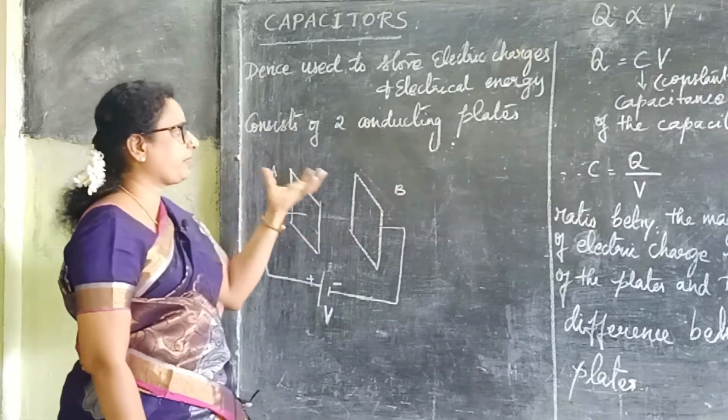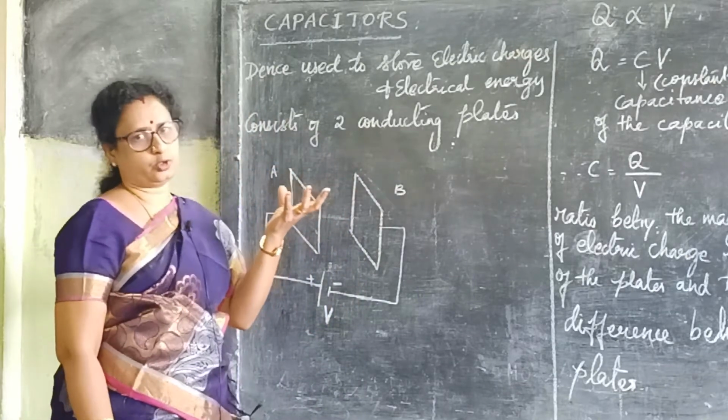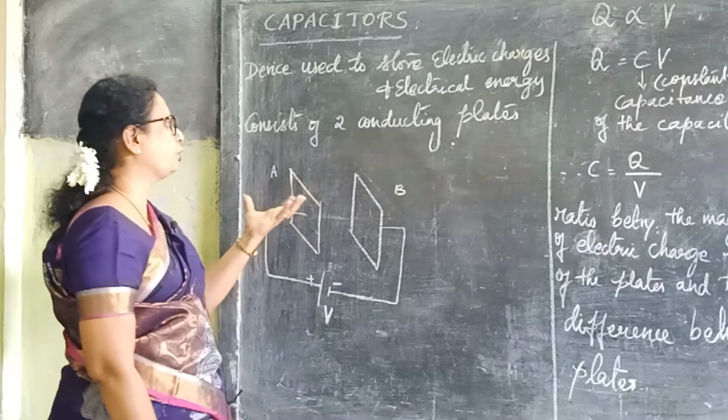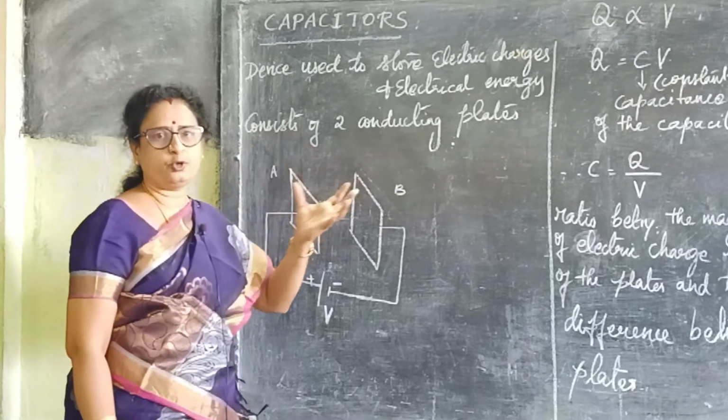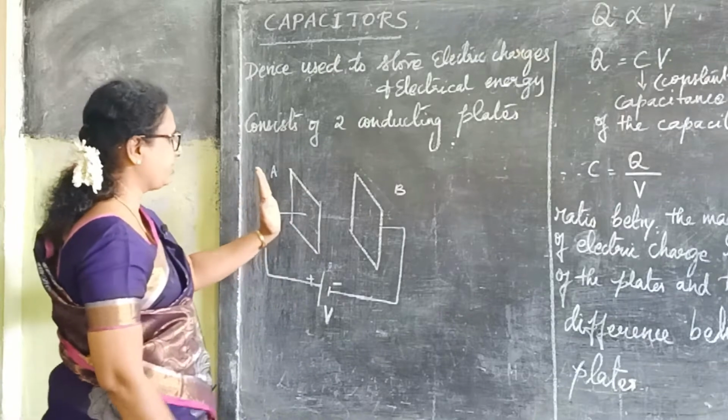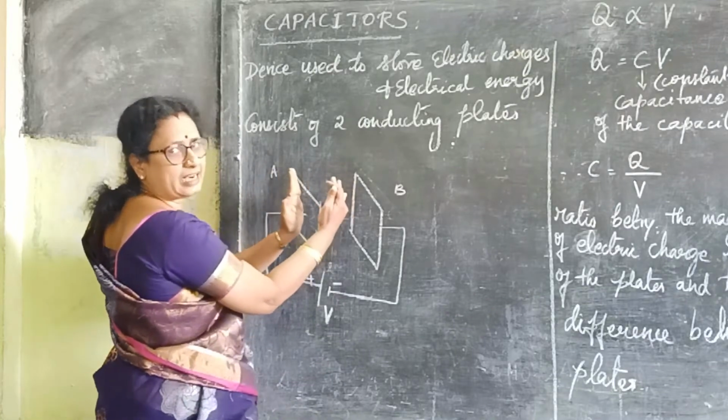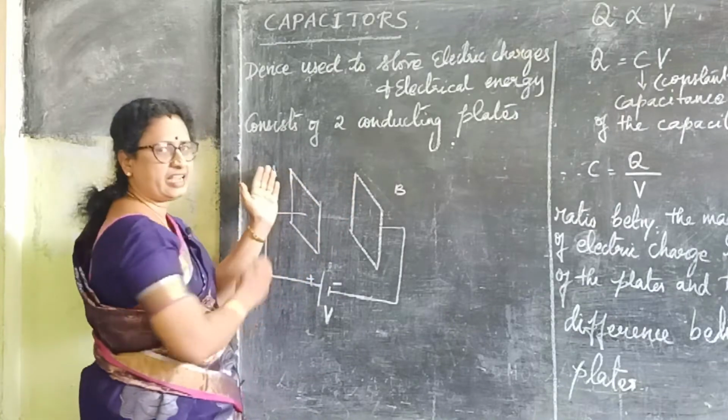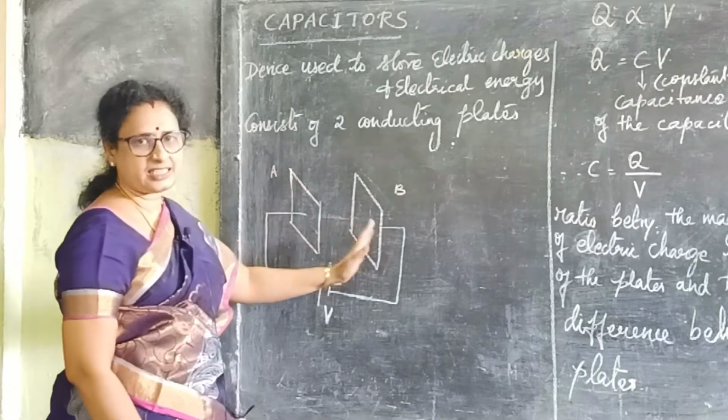So capacitorல எப்படி description கொடுக்கணும், அந்த apparatus ஓட description அதில் என்ன இருக்கும் அப்படின்றது, it consists of two conducting plates. Like இப்படி ஒரு plate இருக்கும், இப்படி ஒரு plate இருக்கும், parallel plates இருக்கும். Let us name this plate as A and this plate as B.